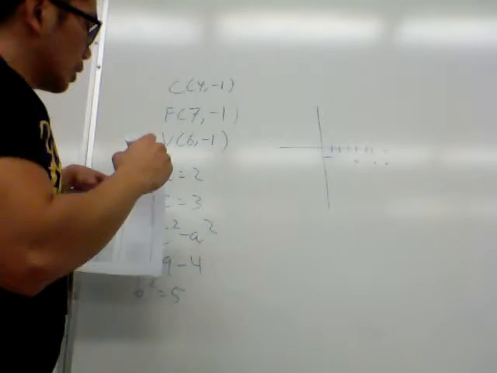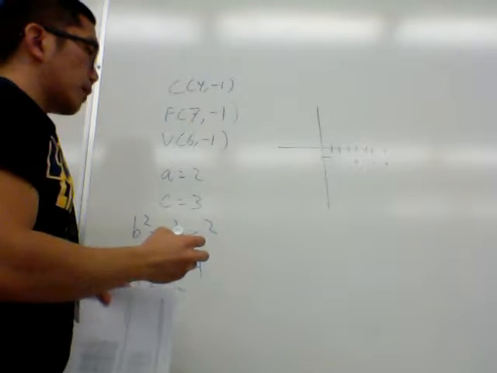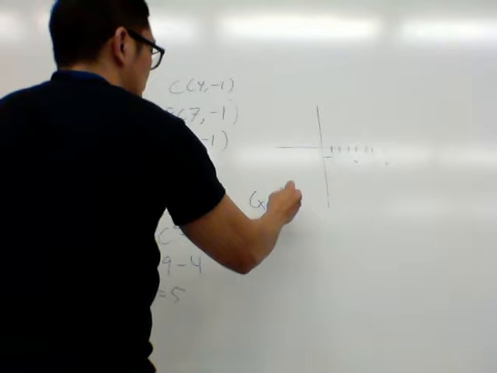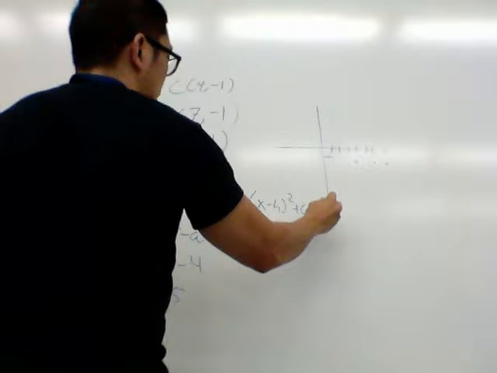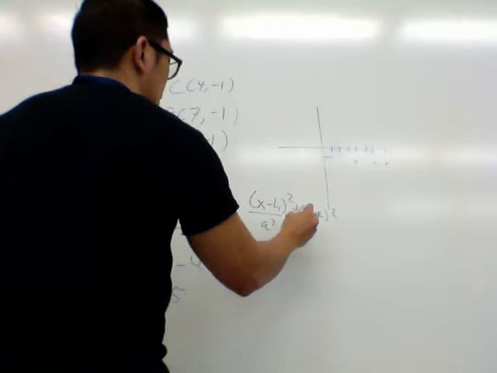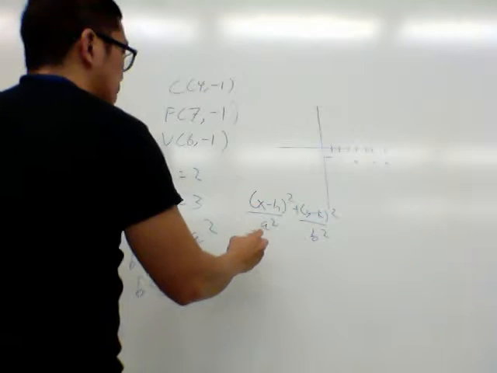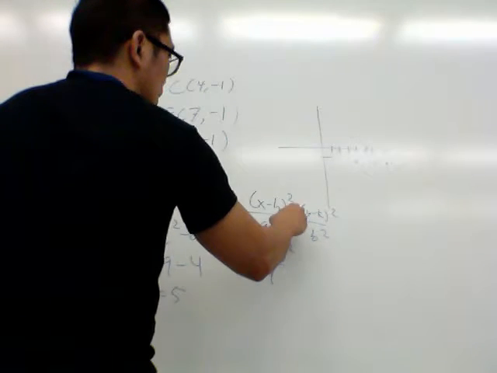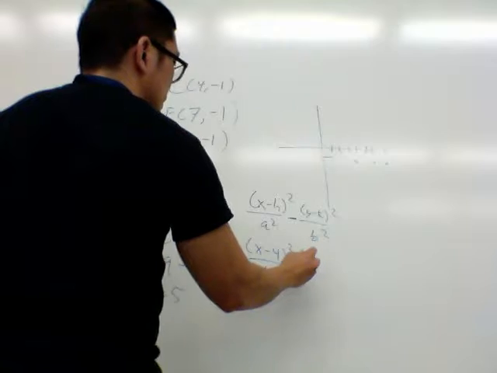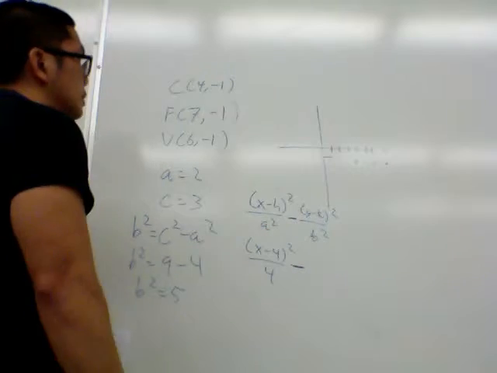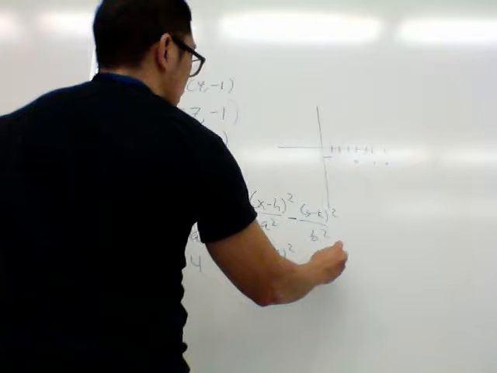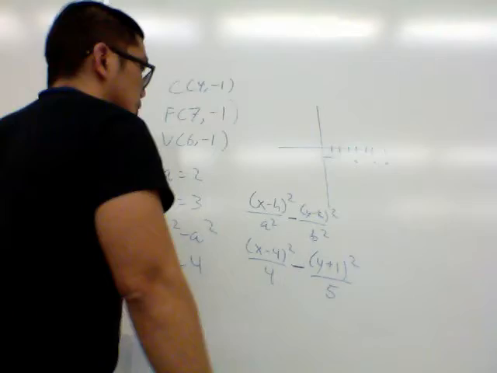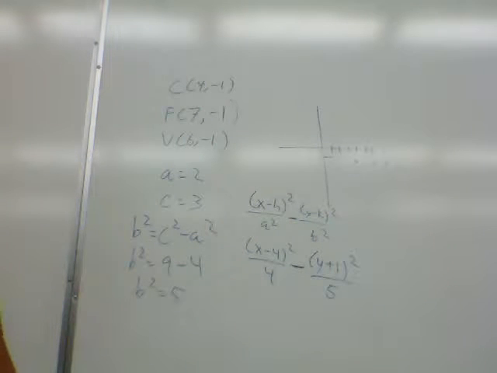So now I just have my equation. Since it's parallel to the x-axis, it is going to have the form of (x minus h) squared over a squared plus (y minus k) squared over b squared. So my center should be: x minus 4 squared over 4, minus — that was my bad, it should be a minus — y plus 1 squared over 5. So that should be my equation for the hyperbola.